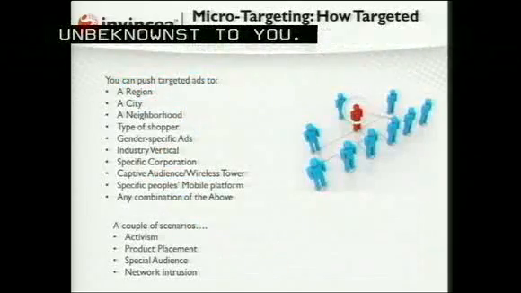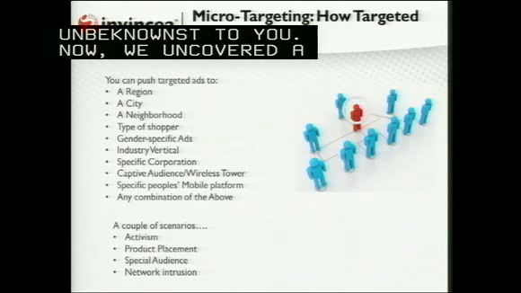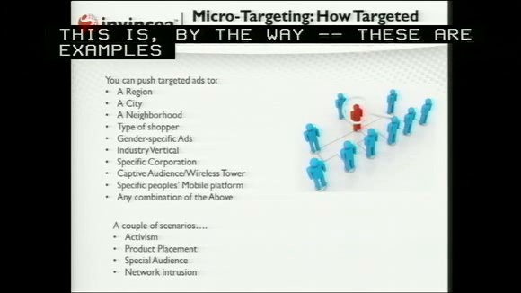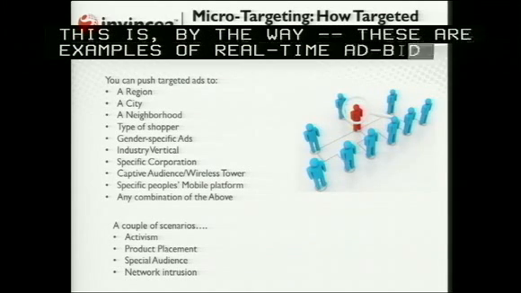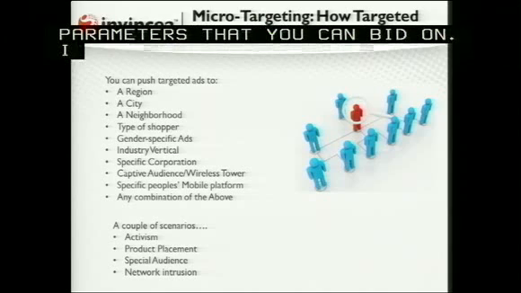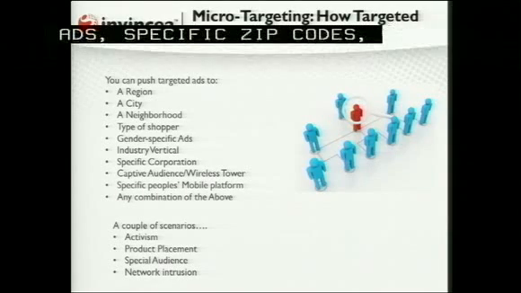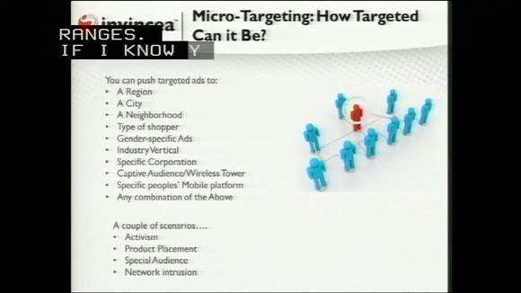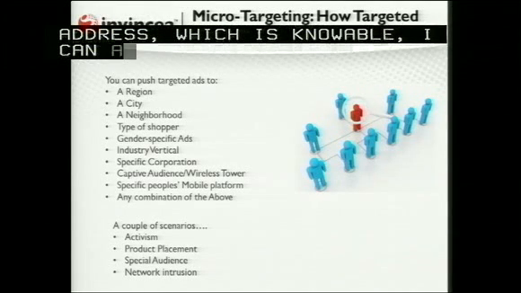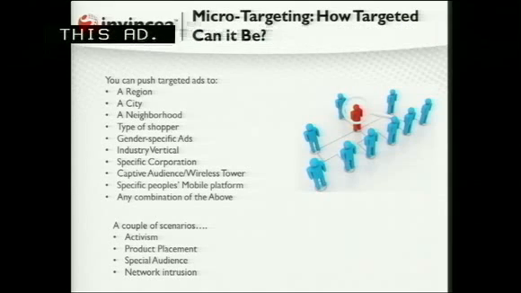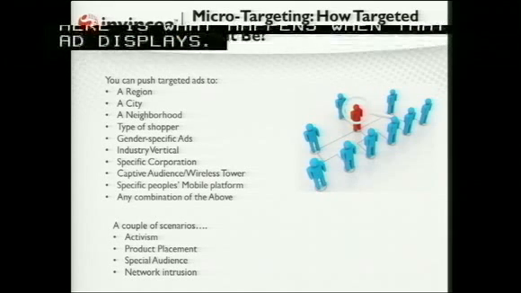Now, we uncovered a campaign, and these are examples. It's called real-time ad bidding, and these are the types of parameters that you can bid on, right? I can bid on gender-specific ads. I can bid on specific zip codes, regions, cities. I can even bid on IP address ranges. So if I know your company IP address, which is knowable, I can actually target anyone coming from this IP address range. I'm going to display this ad. Now here's what happens when that ad displays. It might actually be an LL Bean ad, just so you know. It's not going to be, this is a malicious ad. It won't tell you that.